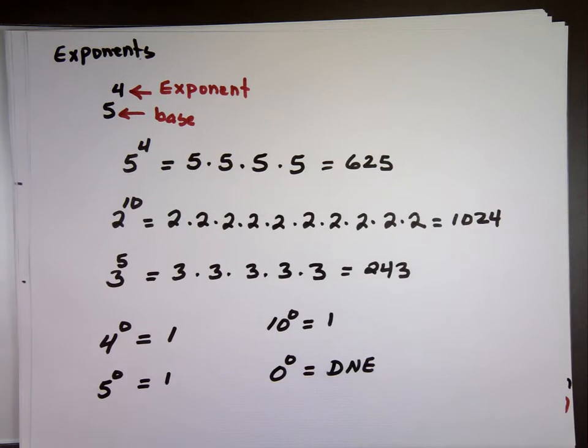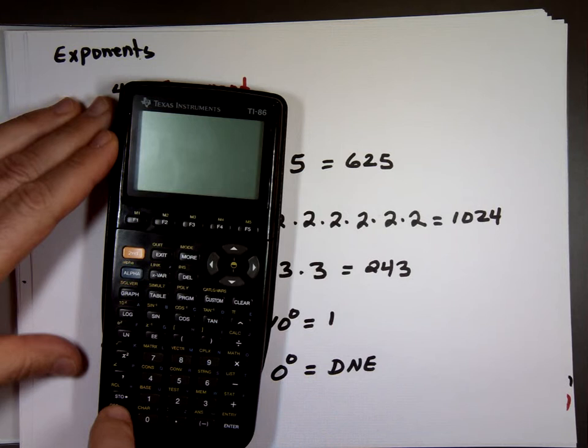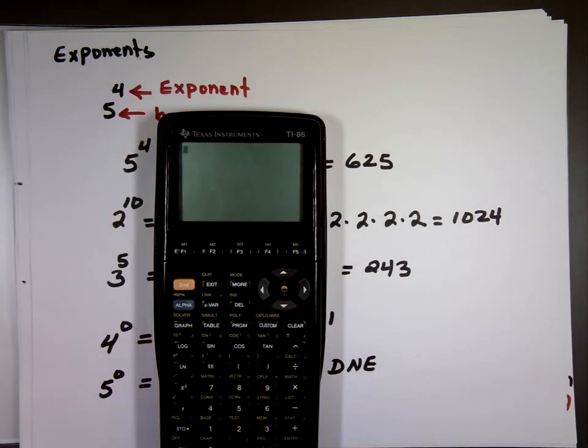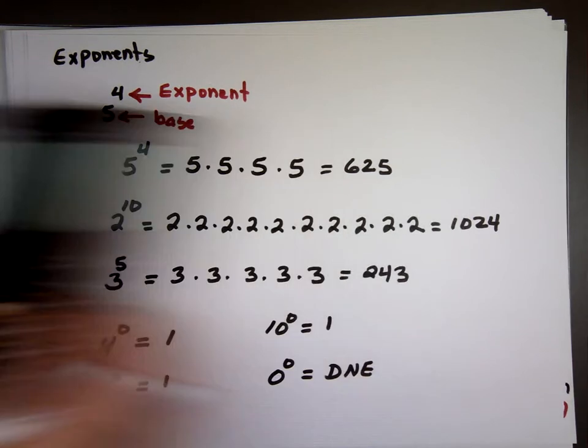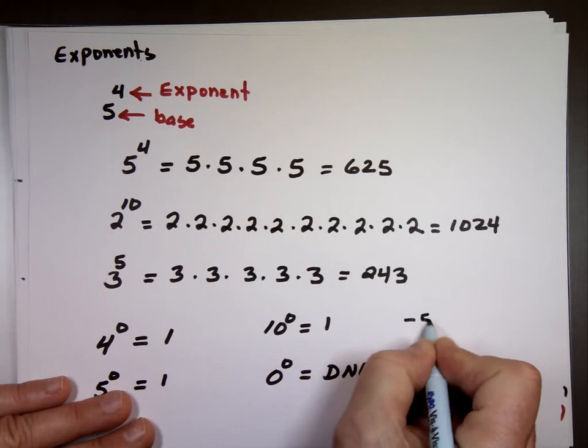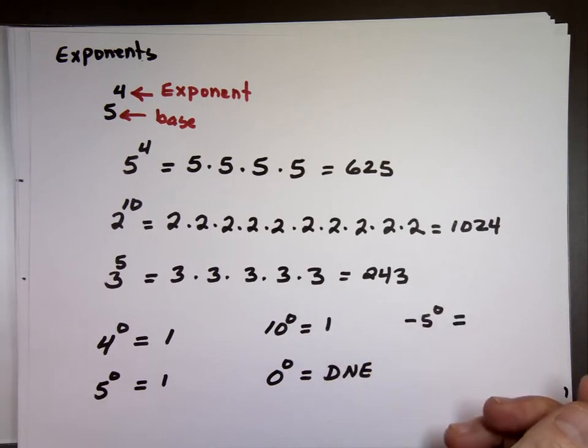If I take my calculator, which I have here, and I show you. Here we go. Can you see it on the screen? 10 to the power of 0. It should give me 1. 5 to the power of 0 should give me 1. 0 to the power of 0: error. Can't be done. What about negative numbers? What's negative 5 to the power of 0? Basically, anything to the 0 power is 1 except 0 to 0.